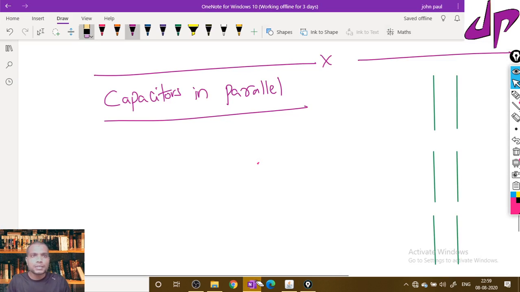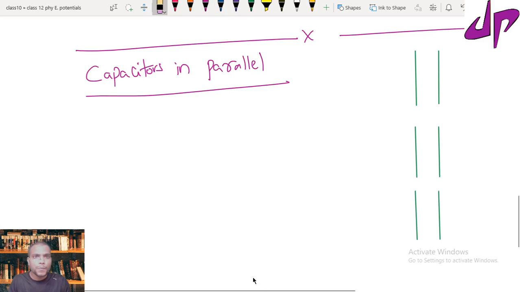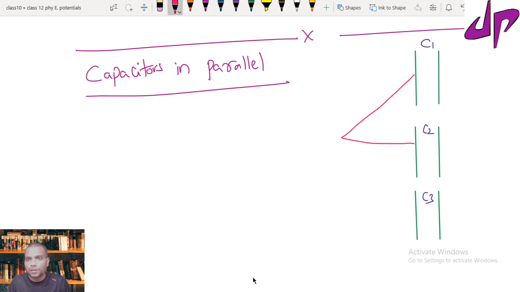Suppose this is the setup. Let me do the circuit connection first. Here I have three capacitors: this is the capacitance C1, C2, and the capacitance C3. We need to connect them in the parallel combination. So all terminals are connected: all the first plates of the capacitors are connected together, and likewise all the second plates of the capacitors are connected together.